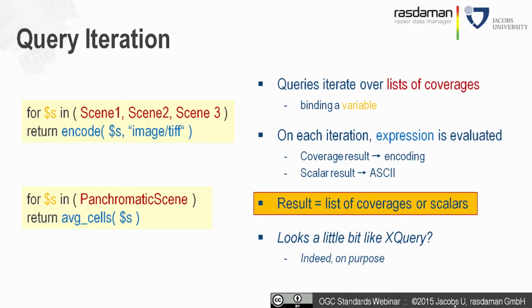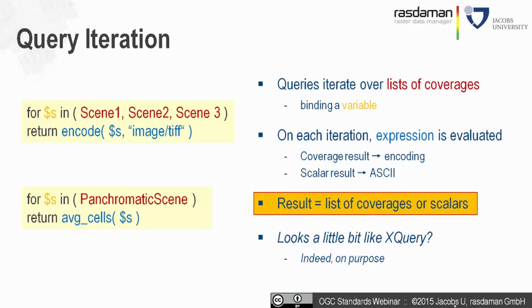Note that such a query does not always have to return coverages. It also can be scalar results, like in the second example, where we inspect just one scene, a panchromatic one, and we want to return the average over all cells. The result here will be a single value, and that's going to be transmitted in ASCII. So, in summary, the result of such a request when evaluated is always a list, and it's a list of either coverages or scalars.